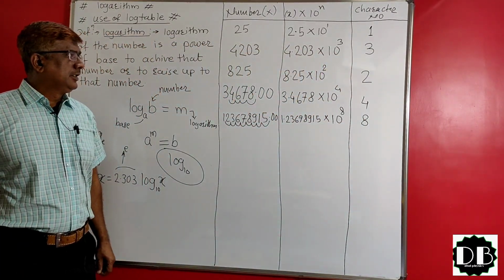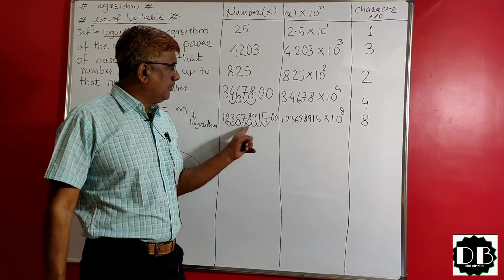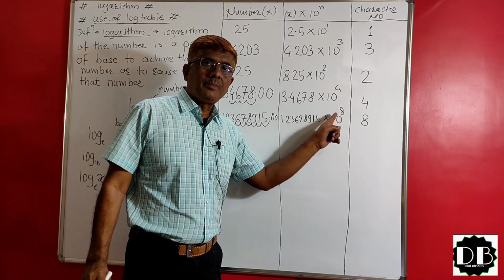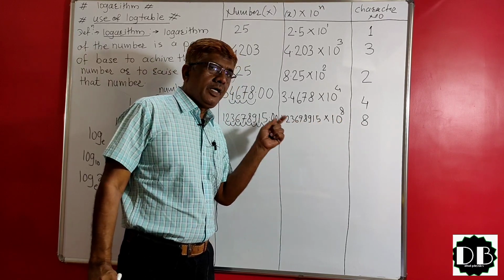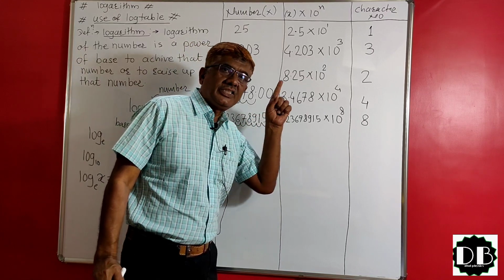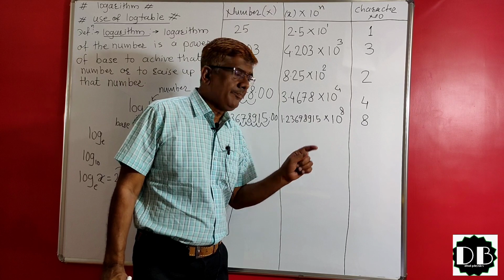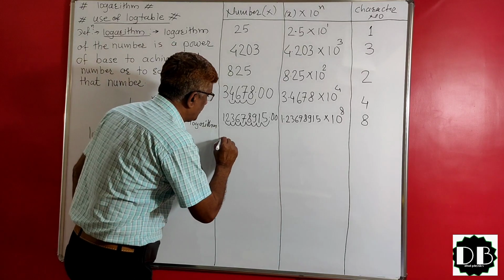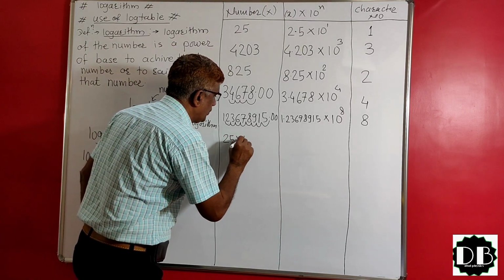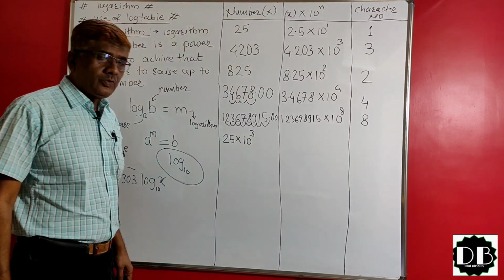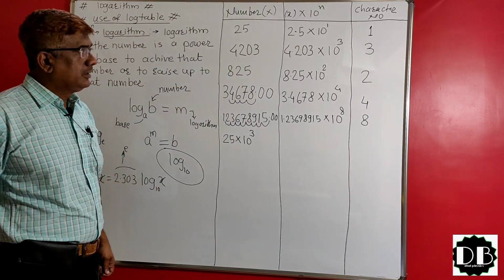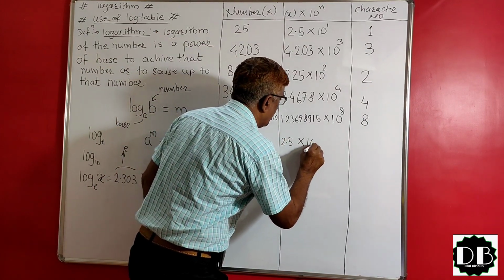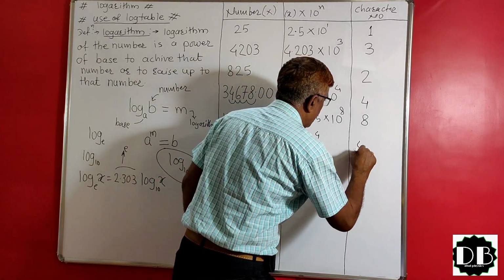That means we must convert the given number into the form of multiplication with a power of 10, and the decimal point must be after a single non-zero digit. Suppose that we have a number which is already in the power form, for example, 25 into 10 raised to 3. This is our given number. We are going to convert it like this, 2.5 into 10 raised to 4. The characteristic number is 4.